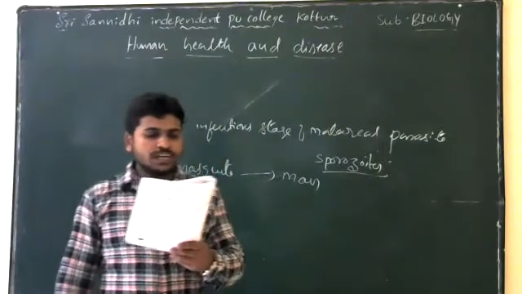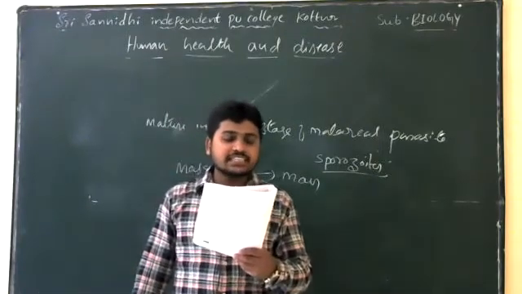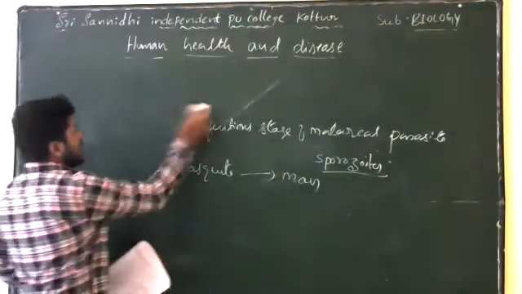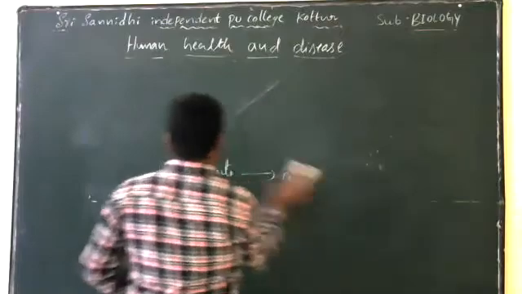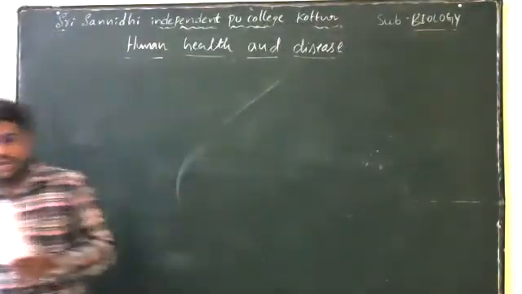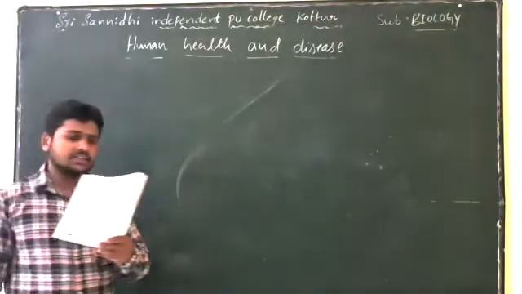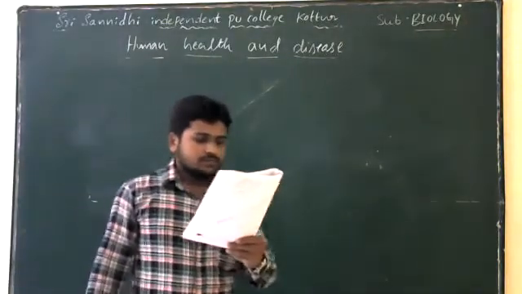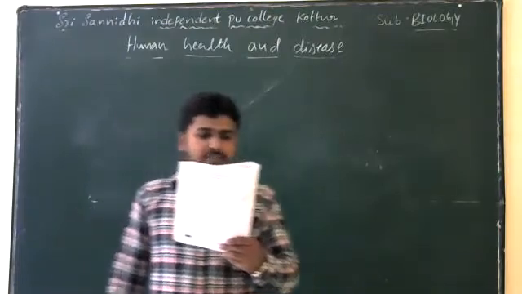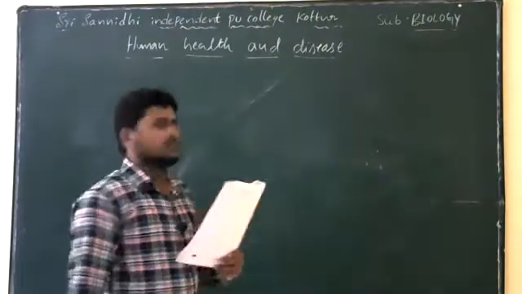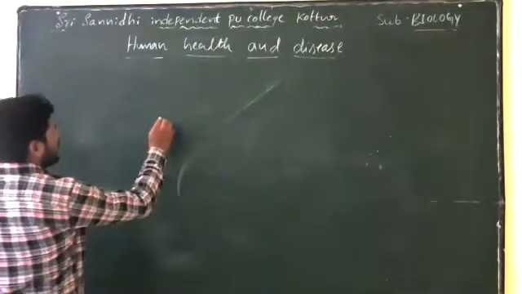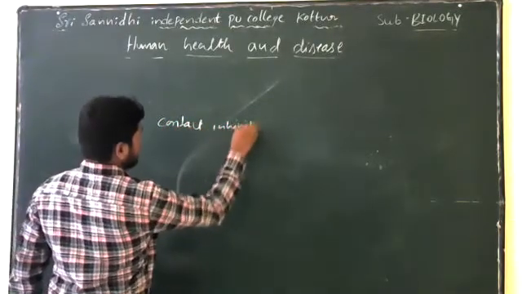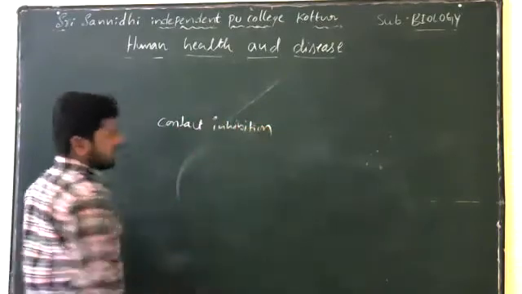Which one of the following is incorrect about cancer cells? Remember, cancer is a non-infectious disease. Option A: they exhibit the property of contact inhibition. What do you mean by contact inhibition?